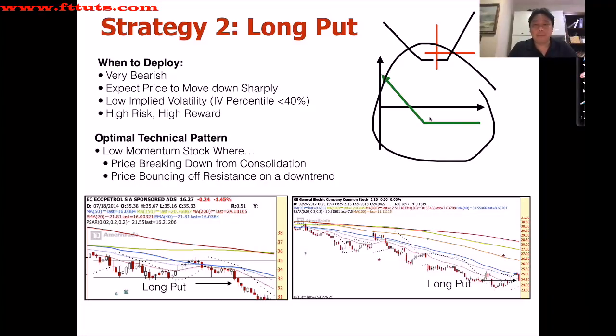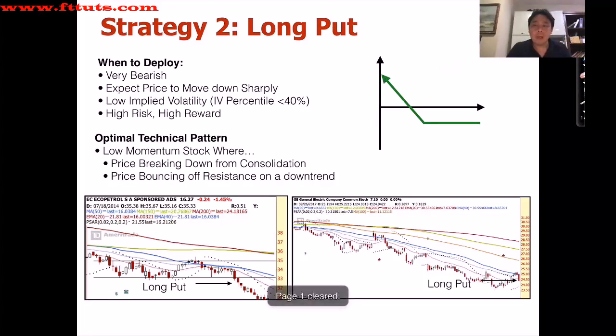So again, a put loses when the price goes up, but when the price goes down, you're making money. So when do we deploy a long put? When we are very bearish on the stock or the ETF or the index, and we expect the price to move down sharply in a short period of time.